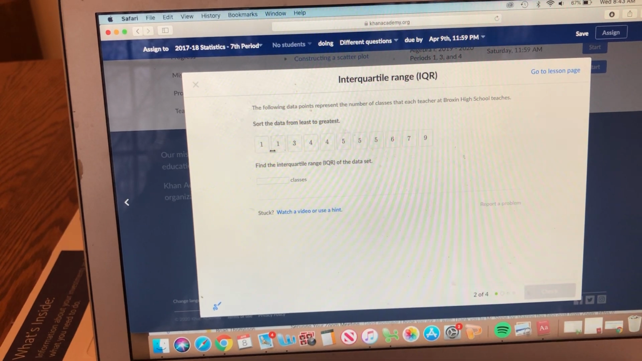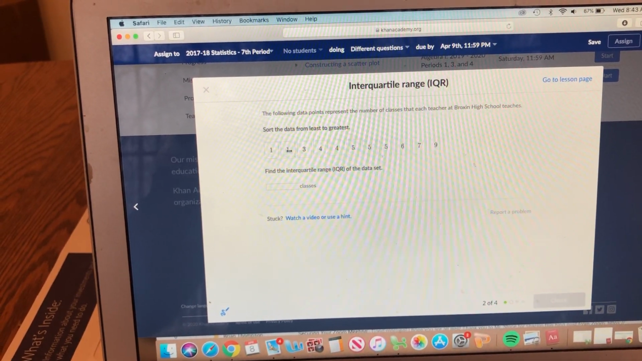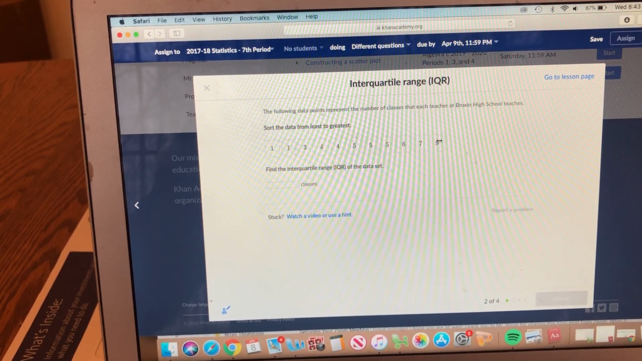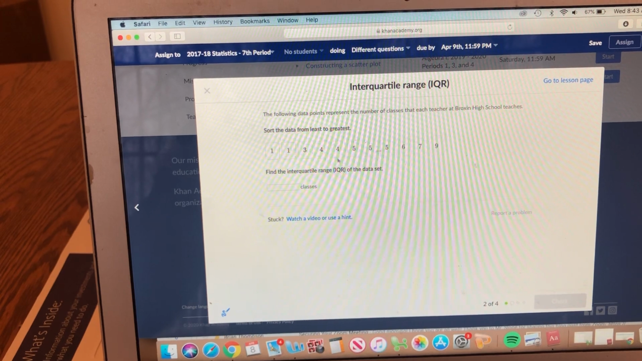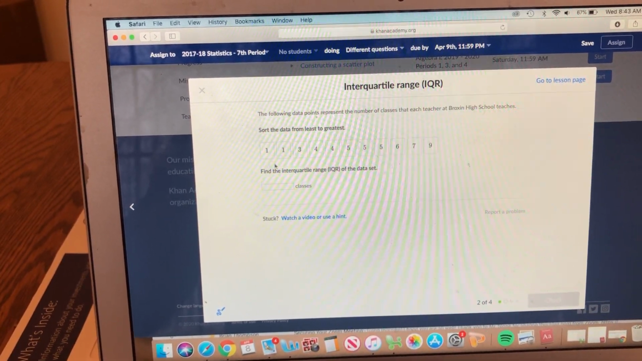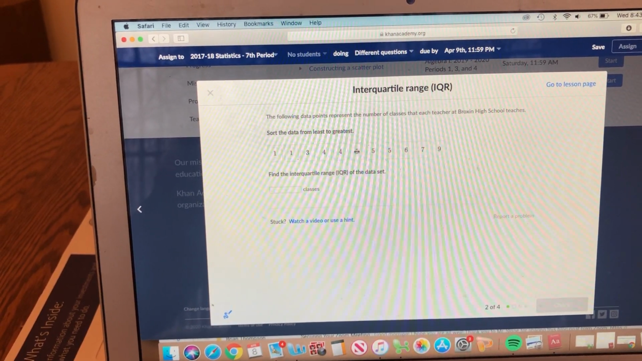All right, and then I'm going to find my interquartile range. So 1, 1, 3, 4, okay, 1, 2, 3, 4, 5, 6, 7, 8, 9, 10, 11 numbers again. So I cross out the highest and lowest, highest and lowest. 2, 3, 4, 5. I would end up right here as my median.